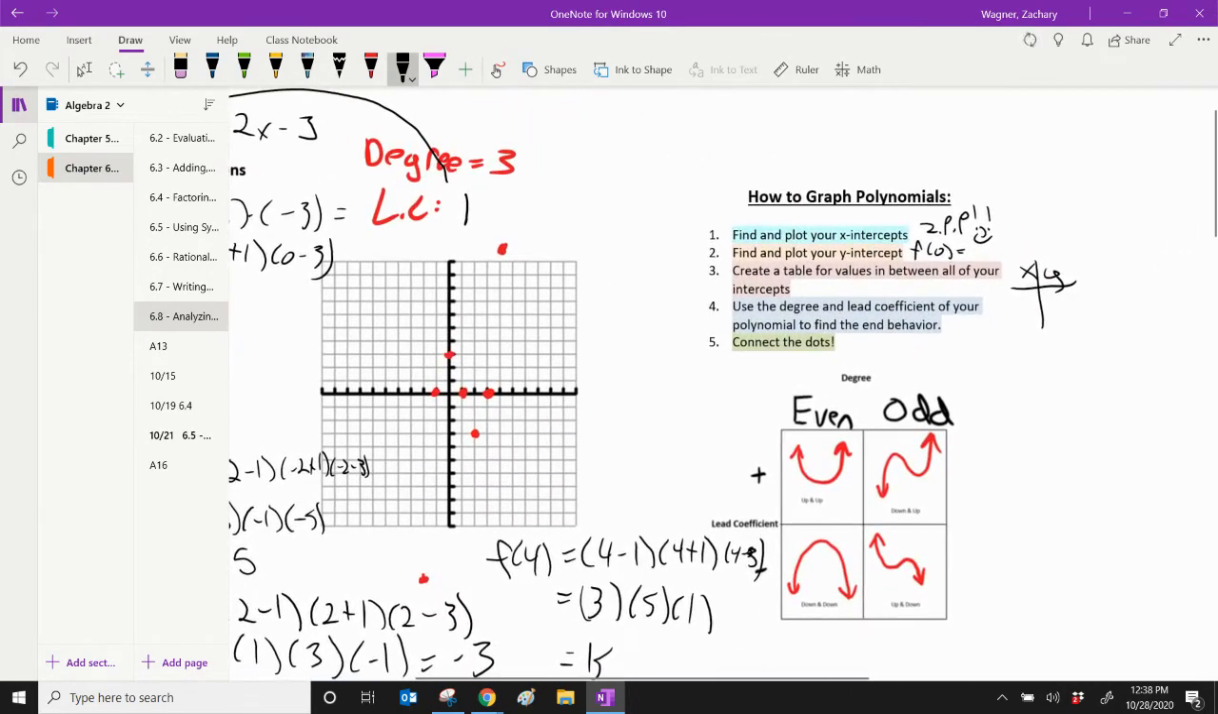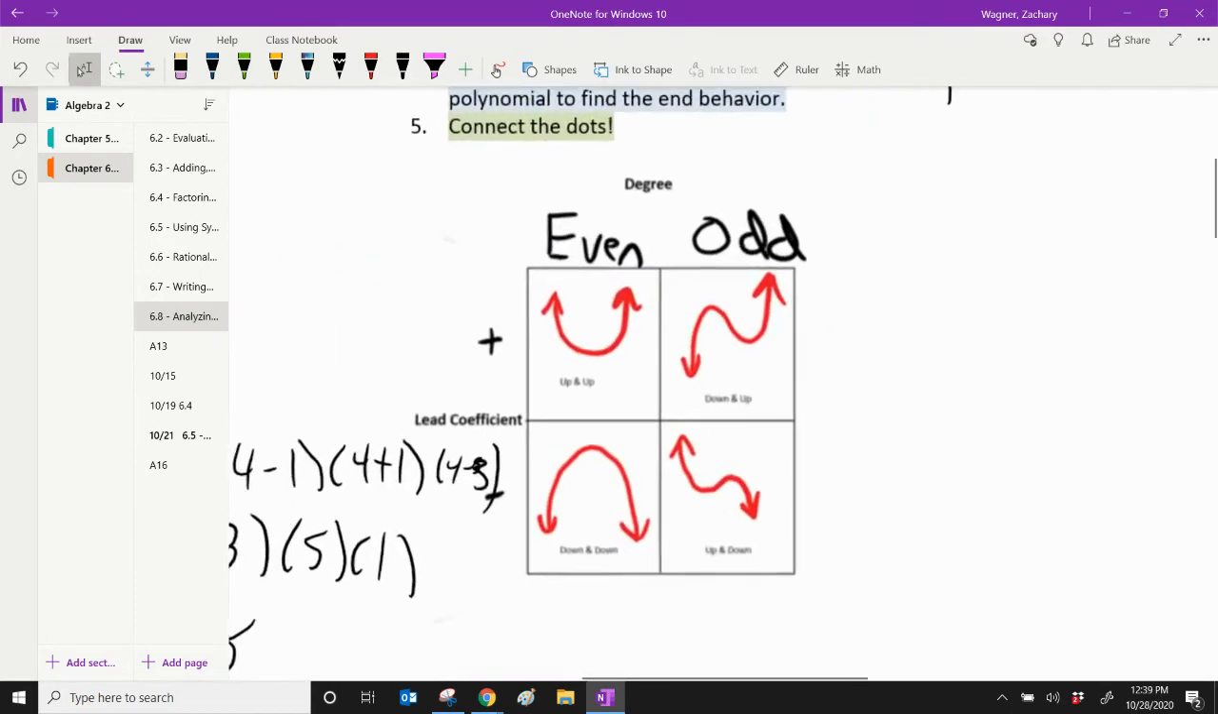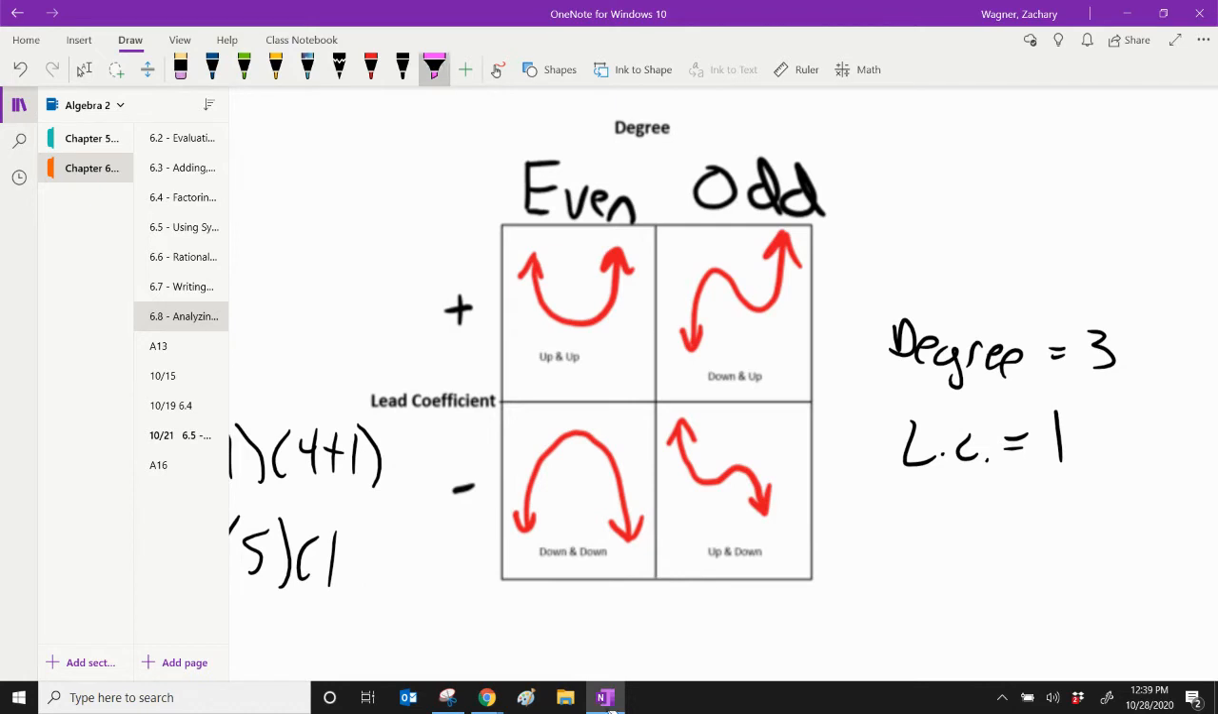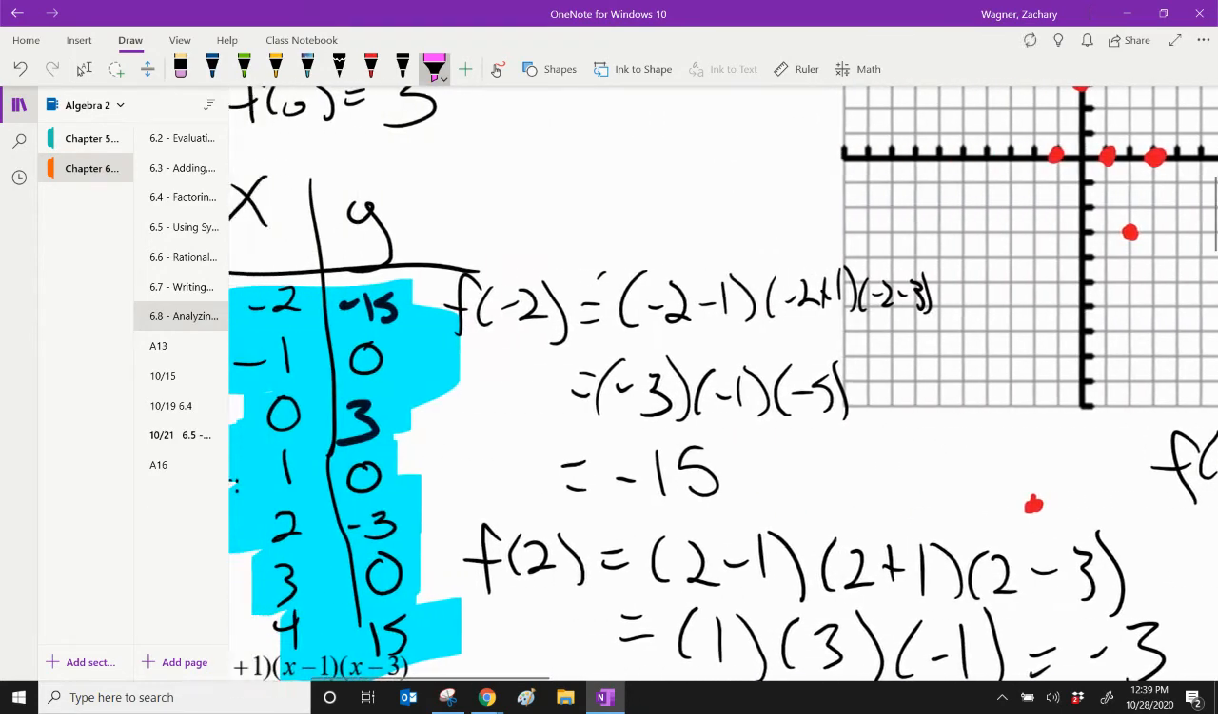So we look at my, down here, my degree is 3. My lead coefficient is 1. And when we're comparing, what you're looking for is whether the lead coefficient is positive or negative. Since it's 1, it's positive. My degree is 3, which means it's an odd number. A positive odd function is down and up. That's how you would describe it. It starts down and goes up.